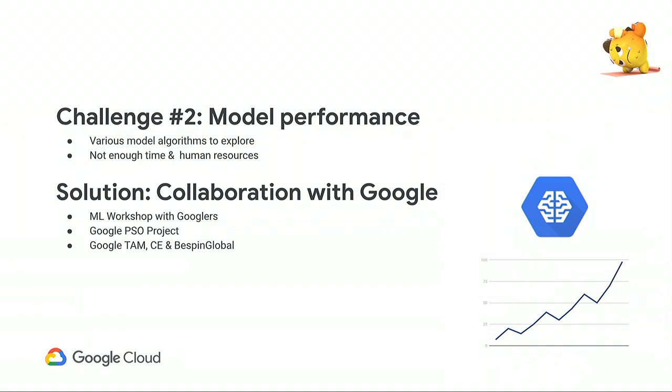So this is the next challenge we had. We wanted good model performance. In order to do that, we had to read more papers and blogs and run some tests with multiple models. However, we were running out of time, and we did not have enough human resources. So we chose to collaborate with Google. Let's check them in detail.